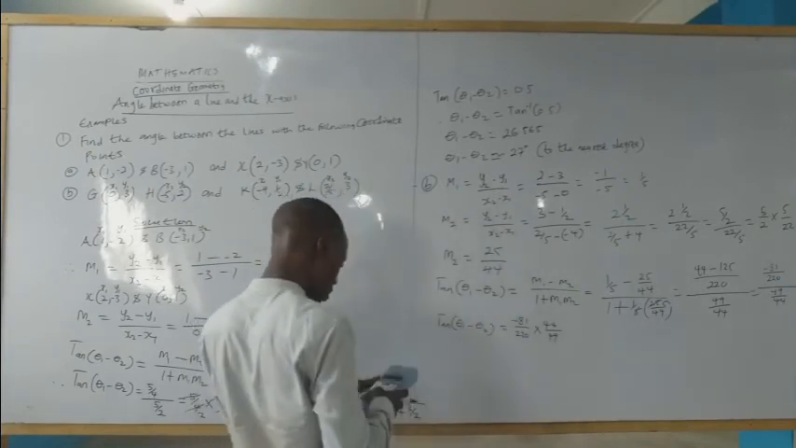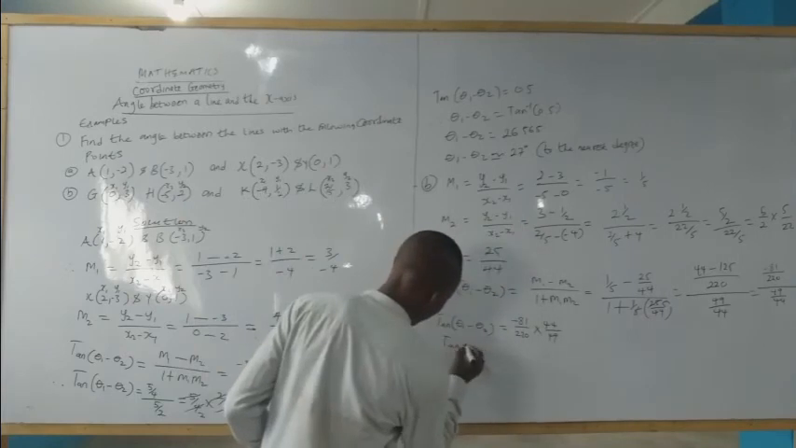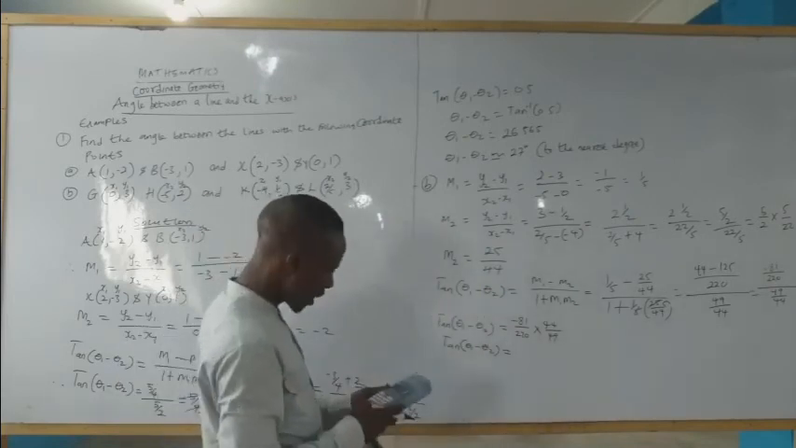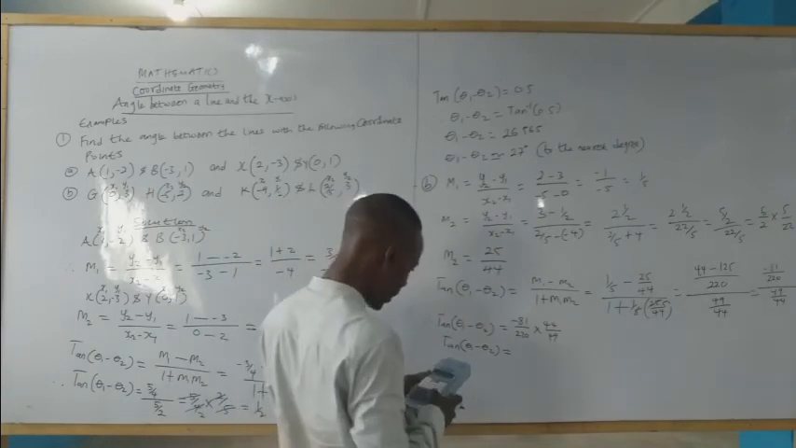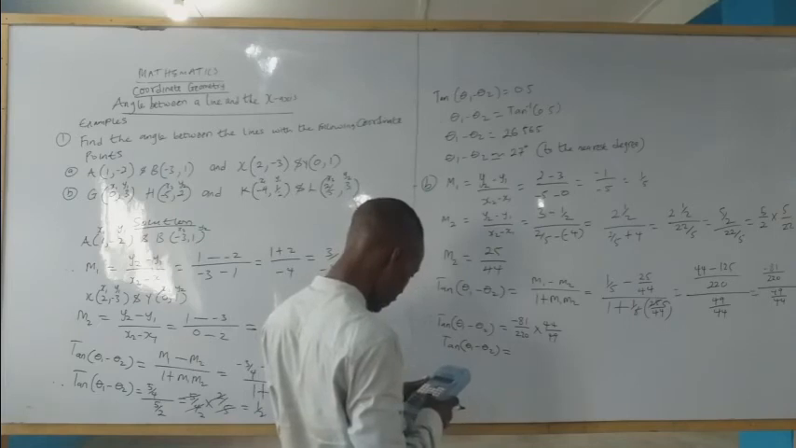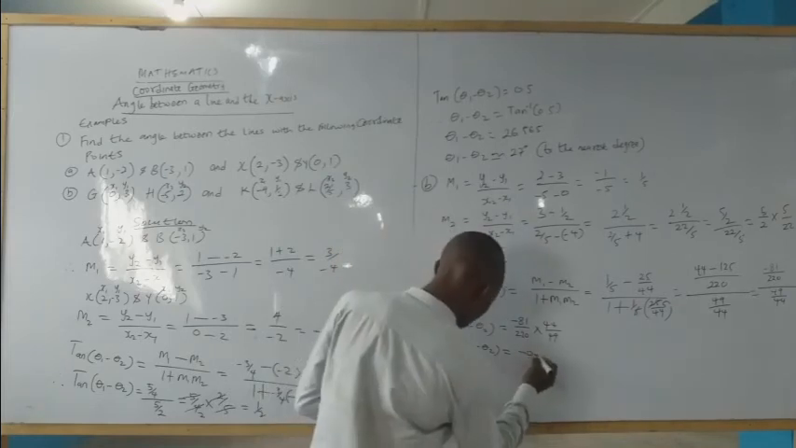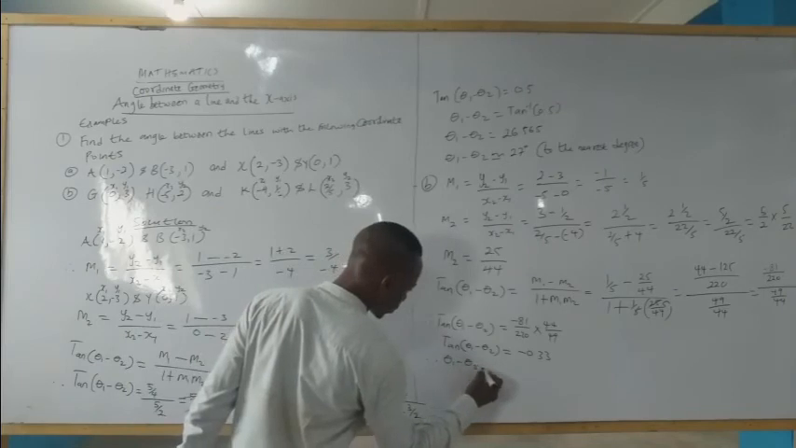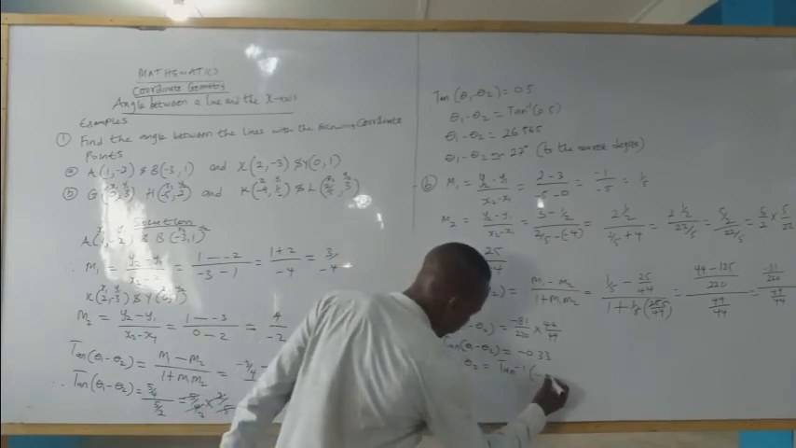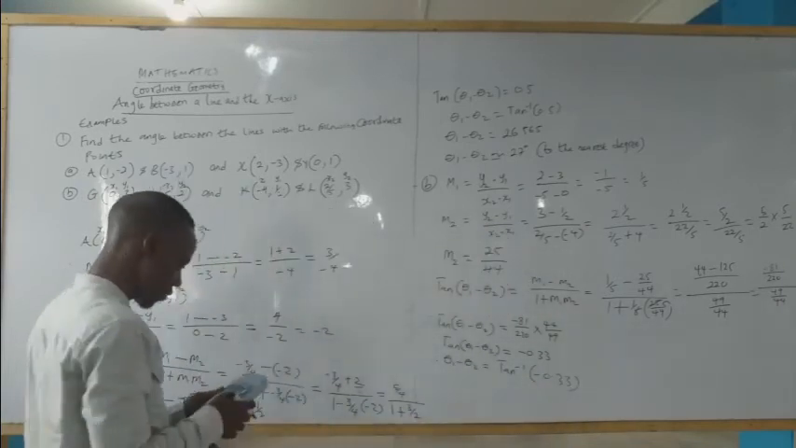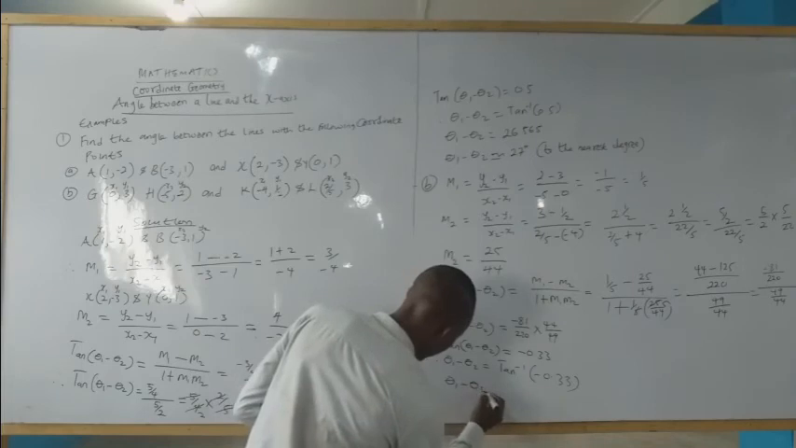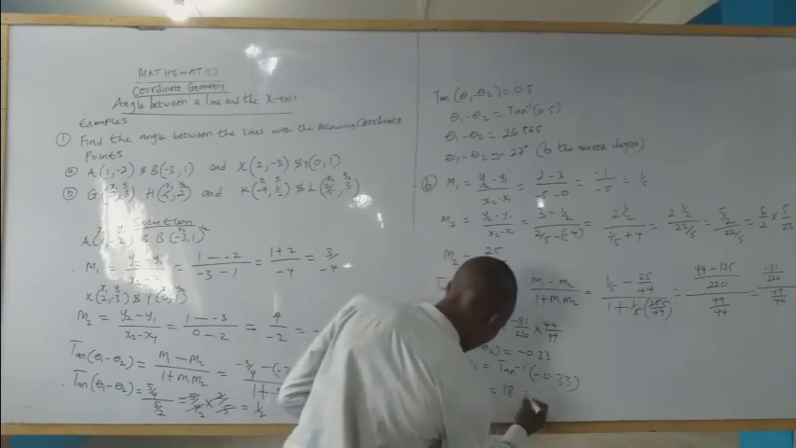From here, when you do the multiplication and everything, tan(theta 1 minus theta 2) then equals, when you multiply and divide, what do we have? You have 81 times 44 divided by 220 divided by 49. So you have minus 0.33. Therefore theta 1 minus theta 2 is equal to arctan of minus 0.33. So here we have theta 1 minus theta 2 equal to 18.26 degrees.